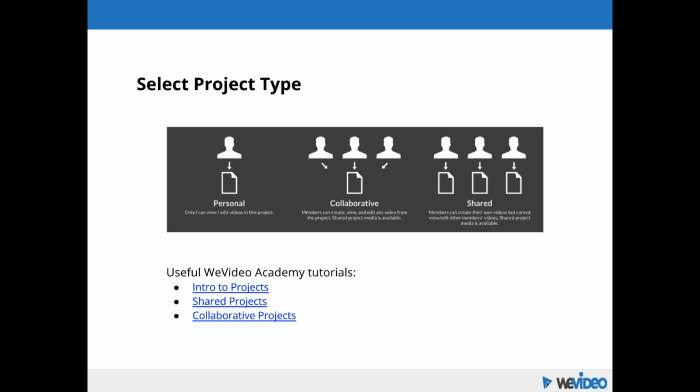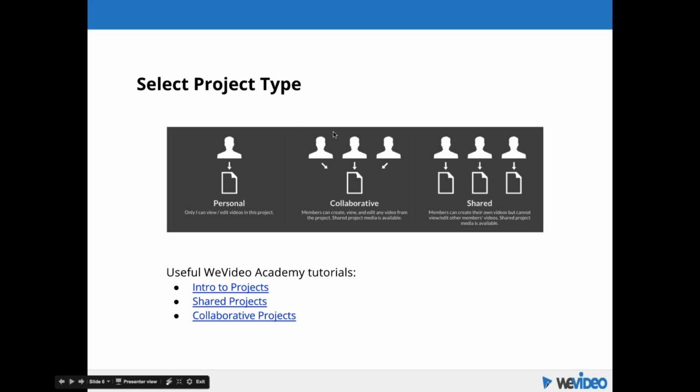So the first thing we do, we talked about this a lot last time, but I wanted to touch on it again because it's really essential. The first thing we do is to select a project type. And as I mentioned, WeVideo has 3 project types: personal, collaborative, and shared. If you're a teacher, oftentimes you will be working with either collaborative or shared projects because you will want to have all your students in the same environment in one classroom.